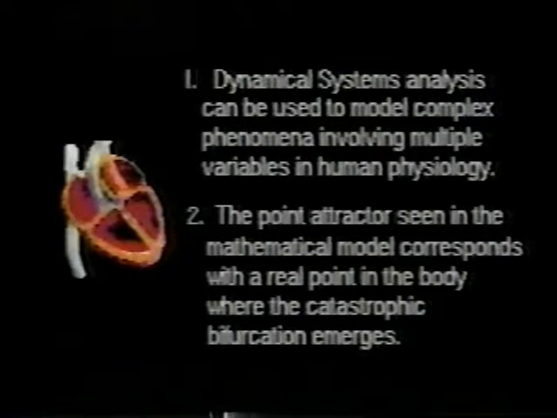This example illustrates two important points about dynamical systems theory and medicine. 1. Dynamical systems analysis can be used to model complex phenomena involving multiple variables in human physiology. 2. The point attractor seen in the mathematical model corresponds with a real point in the body where the catastrophic bifurcation emerges.